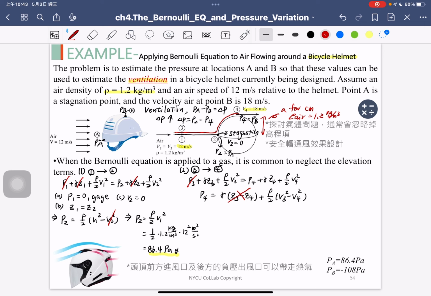And because of this item, the contribution is quite small, so we can neglect the effect of the elevation changes. So finally, we know P4 will equal 2 over rho times (V3 squared minus V4 squared). And I put the numbers inside, 1.2 kilograms per meter cubed.